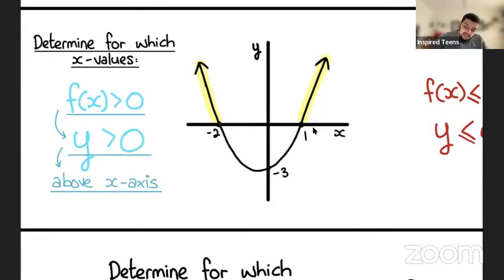So again, same concept. x is an element of the most left value and the most right value. And then we can determine differently whether we include or exclude. So just keep in mind for this one, the question does not include, so we're not going to include. So this question is going to have two answers because there are two highlighted parts of the graph.